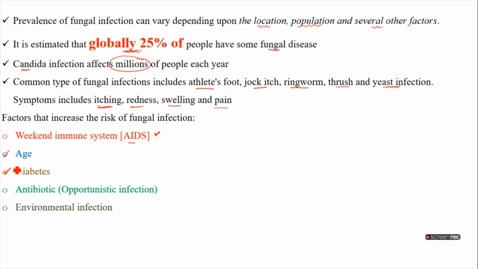And again, diabetes. As we know, in diabetes there is hyperglycemia. So due to this hyperglycemic condition, some fungi get a chance to grow in the high sugar level condition. Antibiotics: as we know, when we take antibiotics, our intestinal microflora is compromised. So due to that, several opportunistic infections can be seen and several other environmental infections that can cause a severe type of fungal infection.